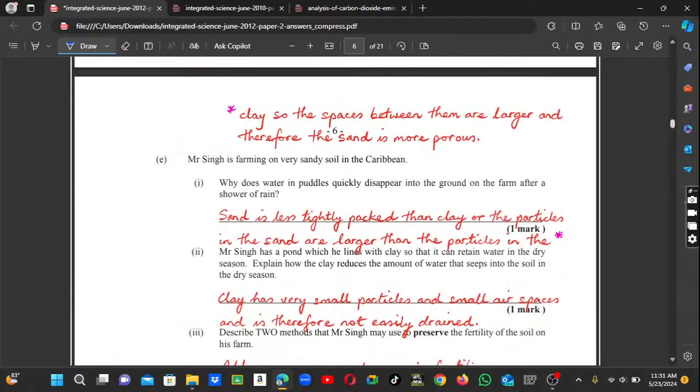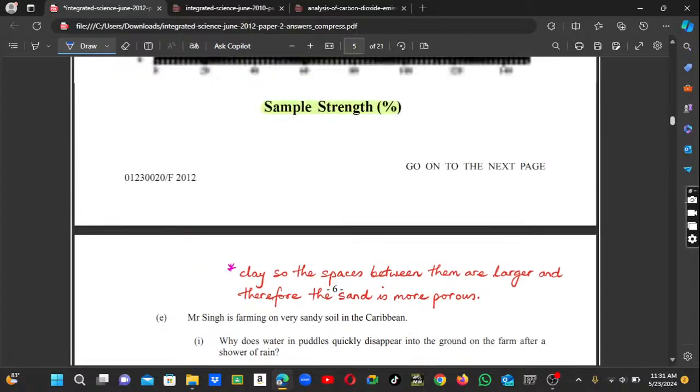We're seeing that with the clay, the spaces between the particles are larger, and therefore the sand is more, I would say, porous. Alright, so here we're just going to plot the graph, guys. Let me show you what's going on.